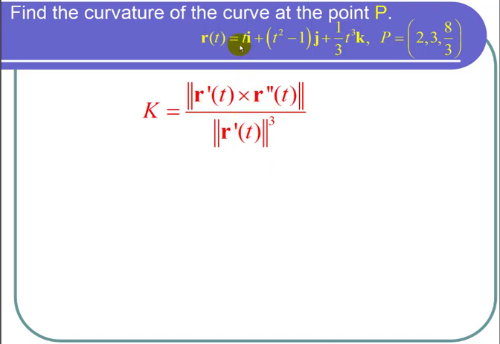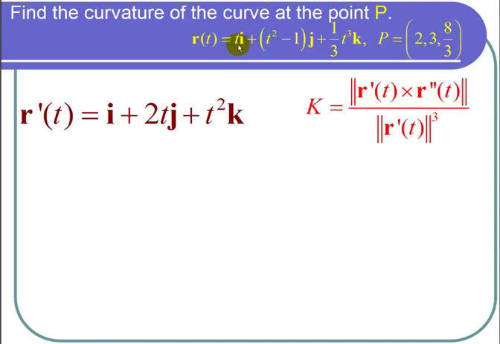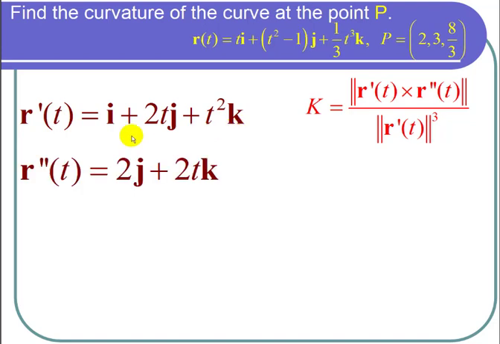We take the derivative of r of t, and the derivative of t is just 1, so I get i. The derivative of t squared minus 1 is 2t, so I get plus 2t j. And the derivative of 1/3 t cubed is just t squared, so I get t squared k. To find r double prime, I take another derivative. The i goes away, its derivative is 0. Derivative of 2t is 2, so I get 2j plus, and the derivative of t squared is 2t, so I get 2t k.